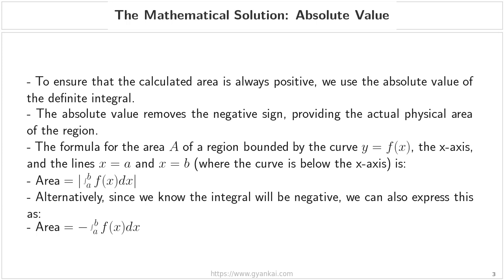Alternatively, if you have already confirmed that the curve is below the axis, you know the integral result will be negative. In that case, you can also express the area by simply placing a negative sign in front of the integral from a to b of f of x dx. This negative sign effectively cancels out the negative result from the integration, bringing us back to a positive area. In the next slide, I will show you a step-by-step procedure on how to apply this logic to a real problem.